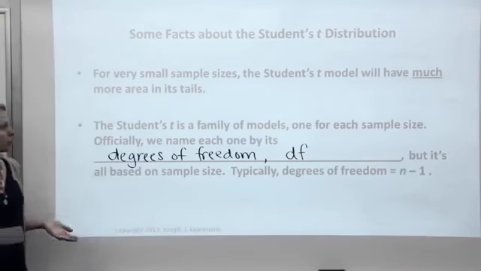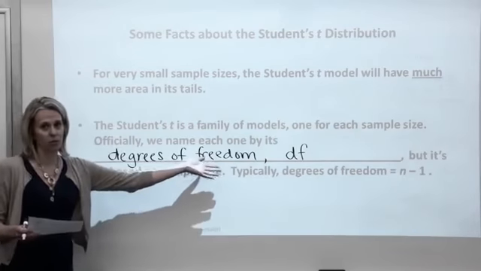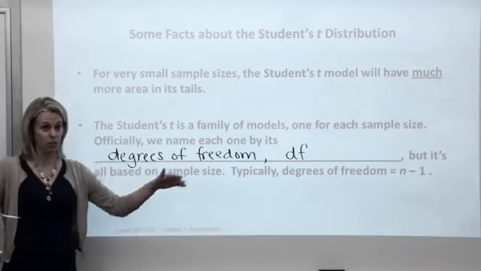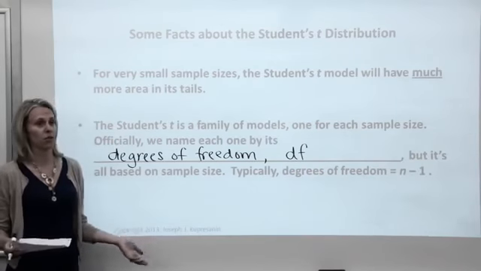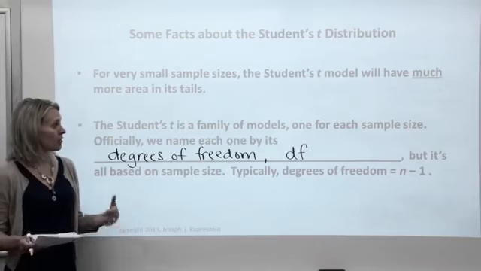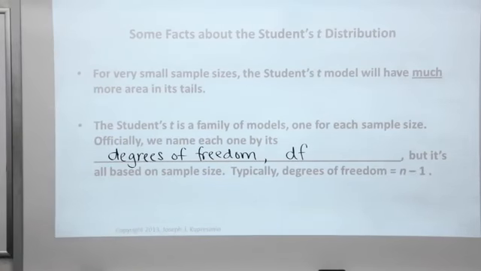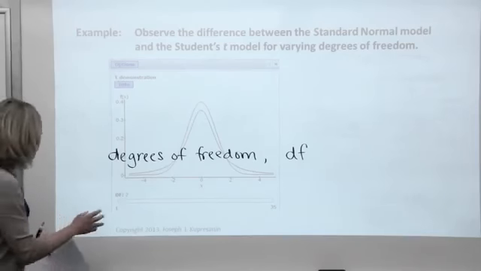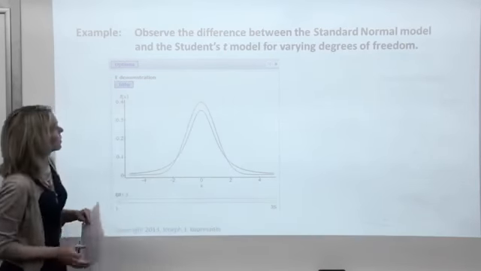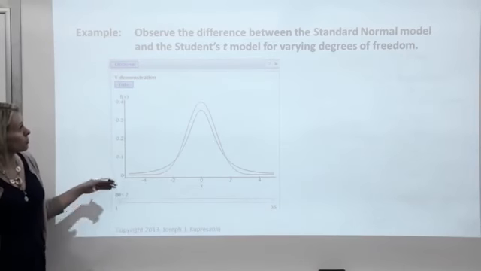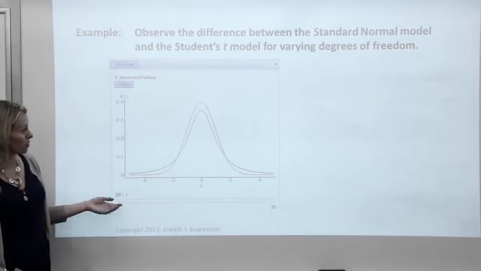So for any possible sample that you might have, a sample size of 10, the degrees of freedom would be 9. There would be one T distribution. If we had a sample size of 30, the degrees of freedom would be 29. We'd have a different T distribution. All of them are bell-shaped. It's just a matter of how much area is out in those tails. So let's look at some of these. So you have this in your notes. Observe the difference between the standard normal model and student T for varying degrees of freedom.